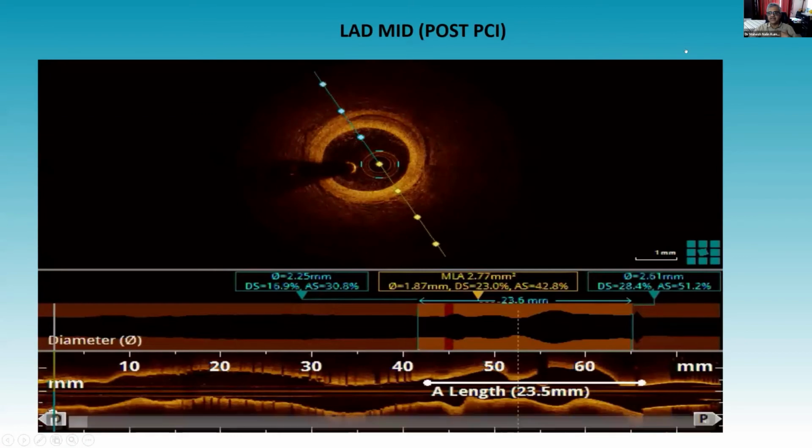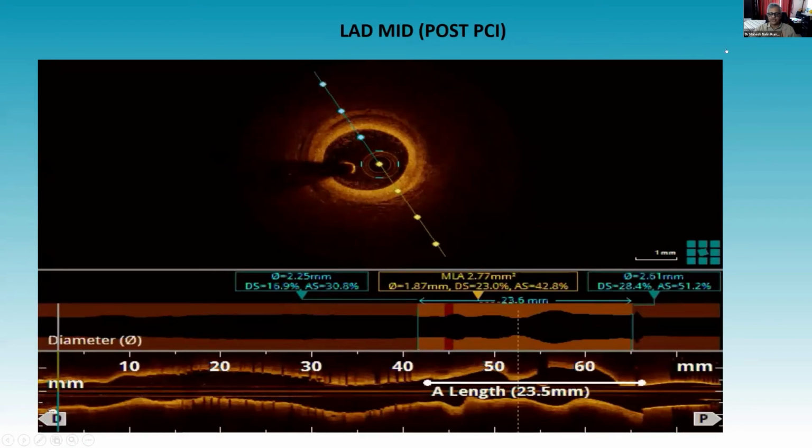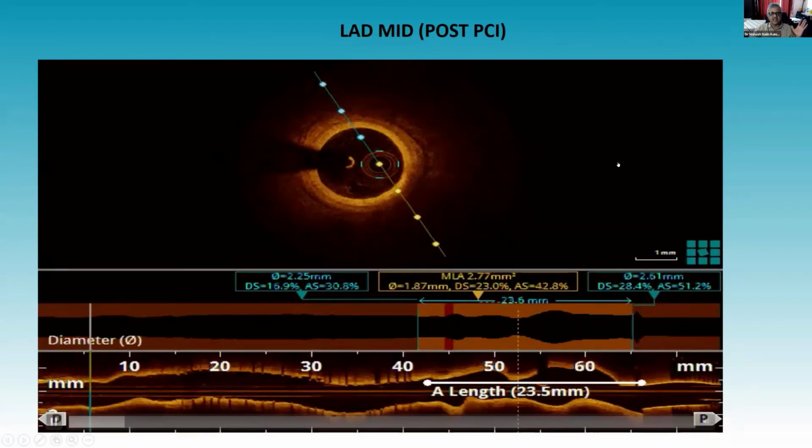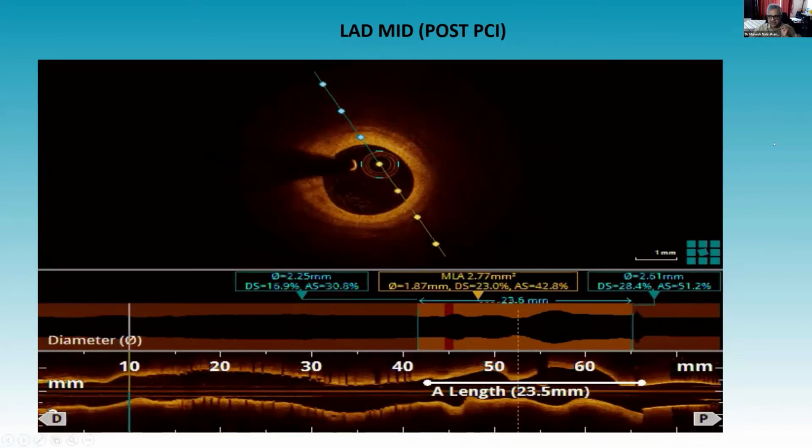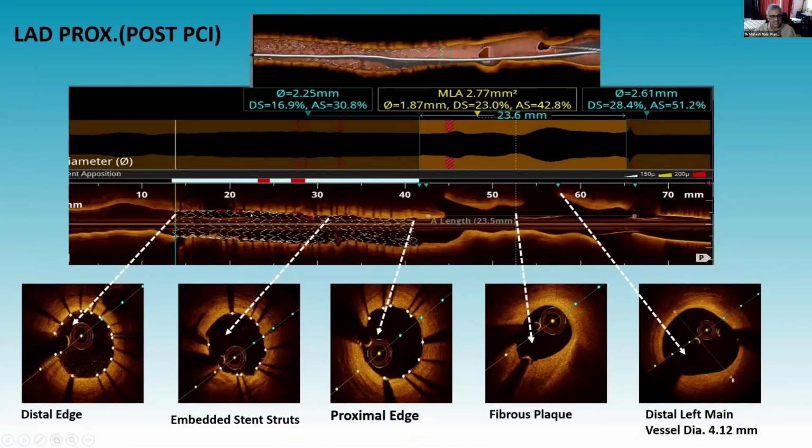So this is the LAD. I'm now going to show only images. This is the LAD, post mid LAD, so that I can clarify the concept of sizing. So what can I see? This is the stent in the mid LAD. It shows me a distal edge, embedded struts, proximal edge, fibrous plaque, and distal left main with a clear-cut vessel diameter of 4.12. So 3.5 is a company-defined restriction, but it is not the actual case. We can go up to 5 millimeters easily.